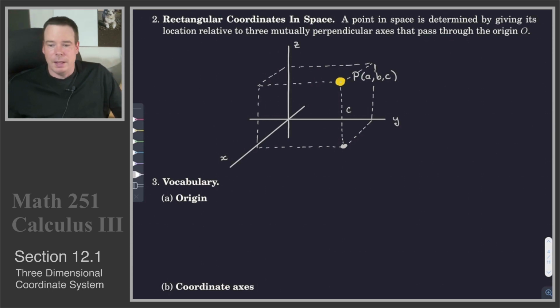Now, what is A? A will be the distance from the YZ plane. So basically, the A value is the x coordinate of the point. What is the x coordinate? It's the distance to the YZ plane. So that would be essentially this distance there, or that distance there, since this is a rectangular box. And what is B? B would be the distance this point is from the XZ plane. So that's this distance here.